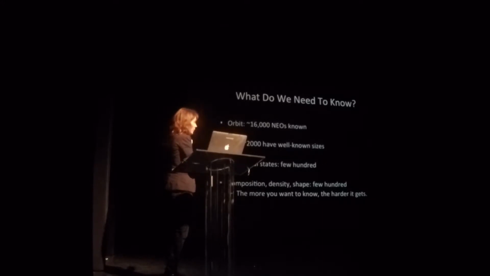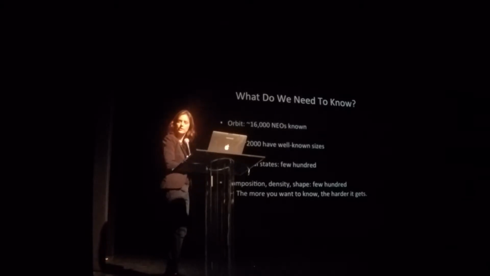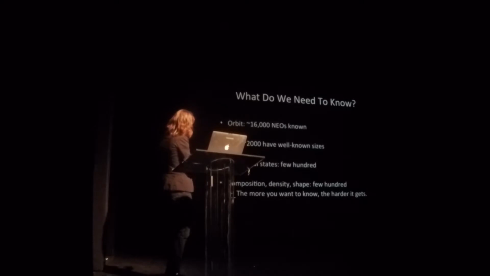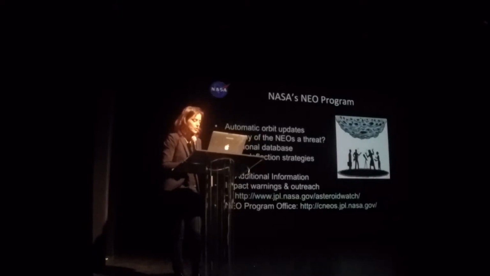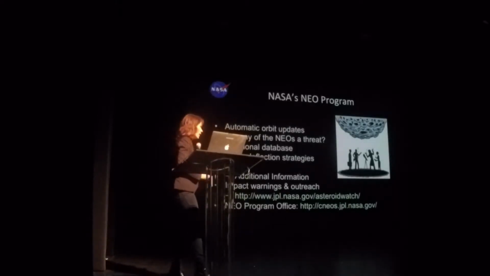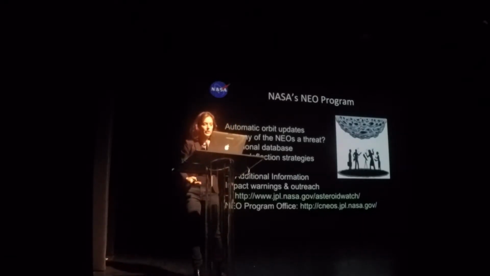When you get down to knowing about the rotational states, how fast they spin, I think it's a few hundred right now that have good rotation states, and I think Sarah, does that sound about right? Okay. And then composition, density, and shape, maybe a few hundred. So the more you want to know, the harder it gets to get that information. It becomes very precious. So NASA has a near-Earth object program that is responsible for studying these objects.